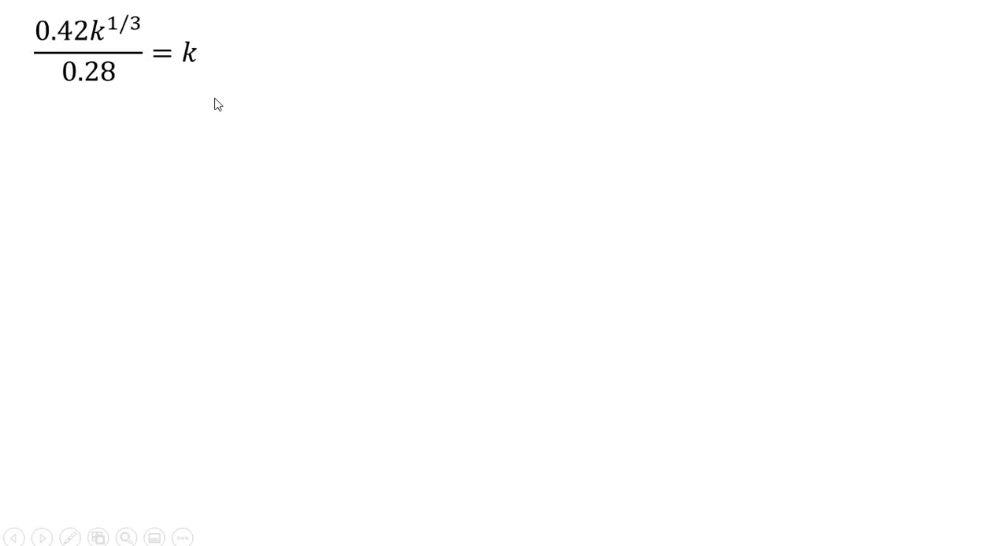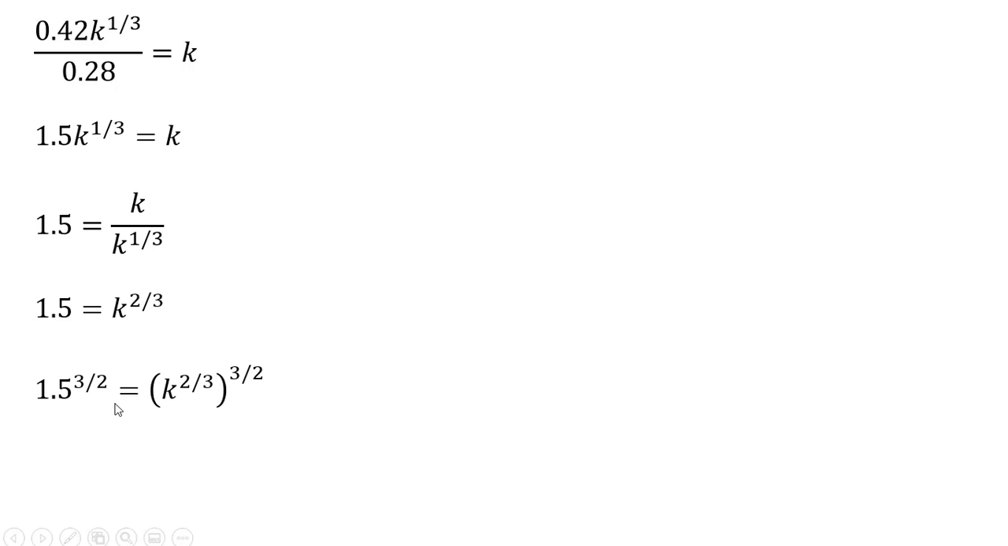Just rewriting our last result, and now simplifying the left-hand side. Now dividing everything through by k to the 1/3 power. Raising both sides of the equation to the reciprocal of 2/3, or 3/2. So 2/3 times 3/2 is just 1, so we're just left with k here. And 1.5 raised to the 3/2 power is 1.837. So that is our steady state capital labor ratio.